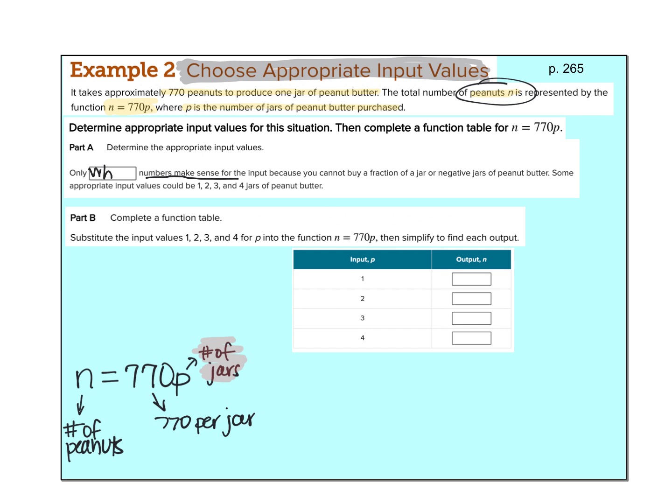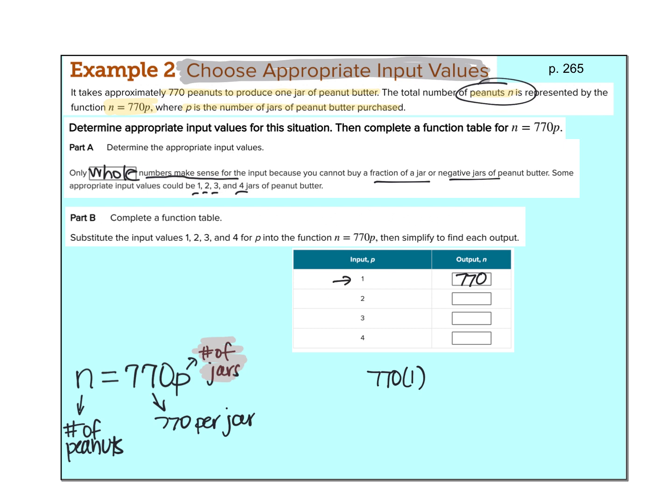I would say only whole numbers make sense because you can't buy a fraction of a jar or negative jars. Okay, so some appropriate values might be like 1, 2, 3, and 4 jars of peanut butter. So they plugged in a 1 for the inputs. Well, let's use our equation. It says 770 times 1. Okay, well, 770 times 1 is 770.